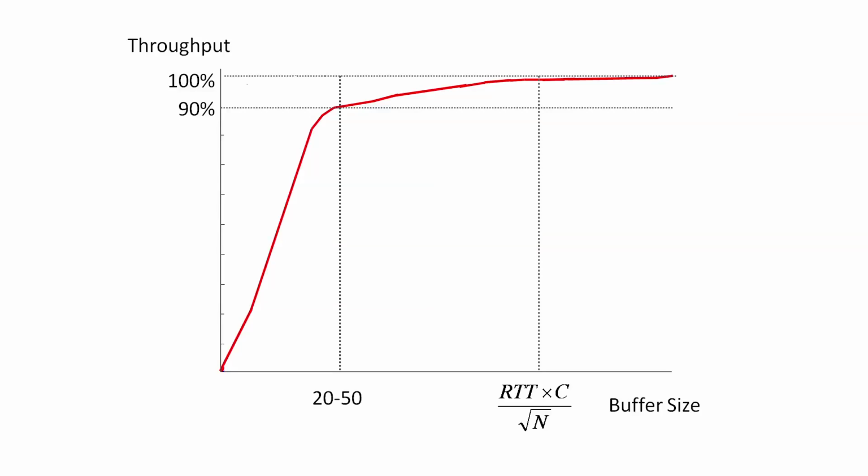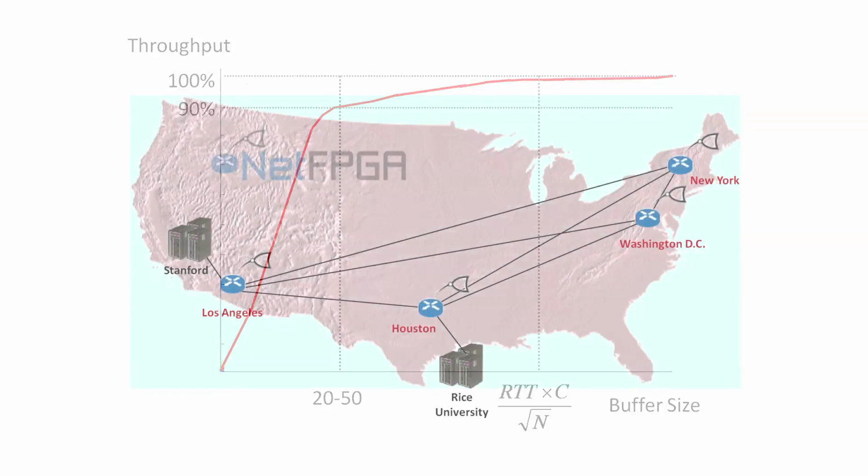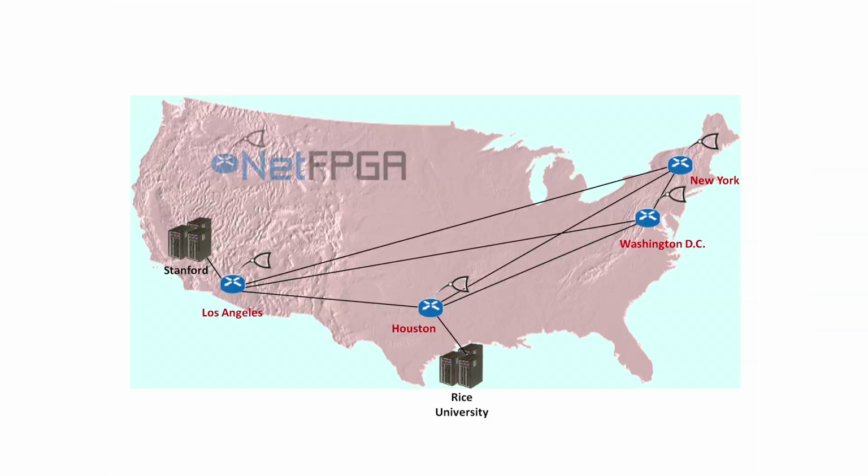Simulations and lab experiments validate these results and show that the throughput rapidly increases to 90% as the buffer size goes up from 0 to about 20 to 50 packets. Then the throughput continues to increase slowly and reaches 100% when the buffer size is RTT times C over the square root of n.